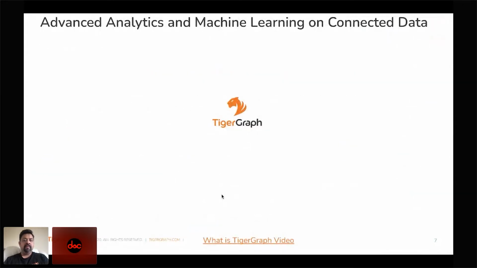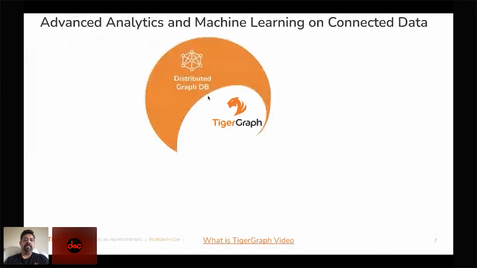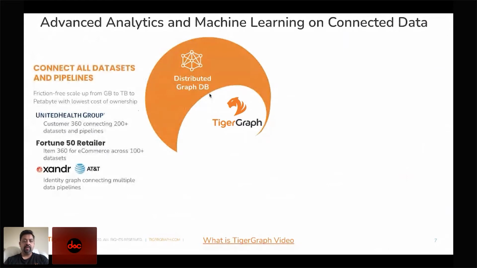With that kind of thing, I told you 3 things that we do. We do advanced analytics and machine learning, and we do it on connected data. Let me explain that step-by-step with components of the platform and what each of the components does. So first and foremost, we are built at core on a distributed graph database. What is that good for? It's good for connecting all data sets and pipelines.